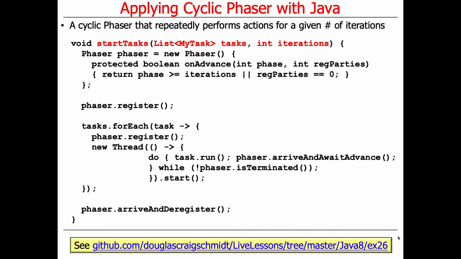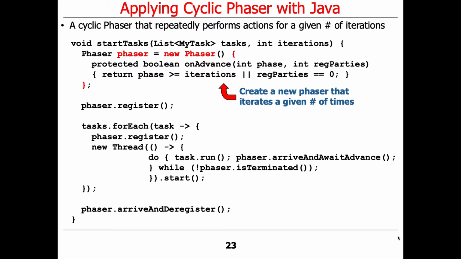So we have start tasks, we have the list of tasks, and we have the number of iterations that we want to actually run. And this is a more complicated example. It also demonstrates things in a slightly different way. So the first thing we do is we make ourselves a new phaser, and it's going to iterate for a given number of times. And its onAdvance hook method is used to determine when we're done.